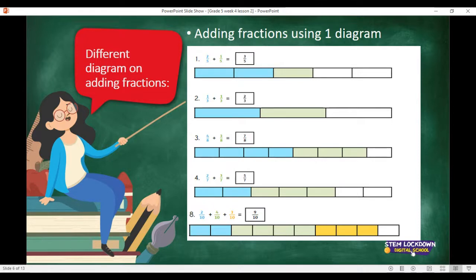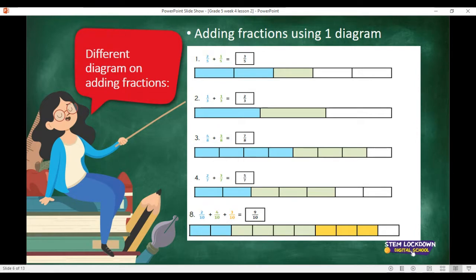So let's look at the sum. The sum is 2/5 plus 1/5. So what you're going to do, you take a ruler and then you're going to draw a nice rectangle like I have here. So you draw a nice rectangle like I have, and then you divide your rectangle into 5 equal parts. And then after you have divided your rectangle into 5 equal parts, you then look at the first sum.